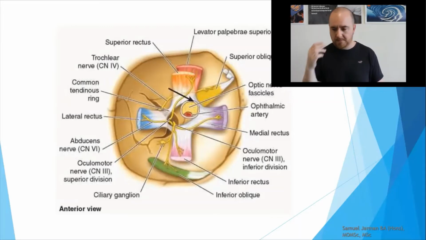3 is eyelid, up, down, to the middle, and spinning to the middle, right? So it's almost everything in here, whereas 4 is going to take it and spin it out, and 6 is going to pull it away from the midline. So we have a general understanding of what those muscles and nerves do.